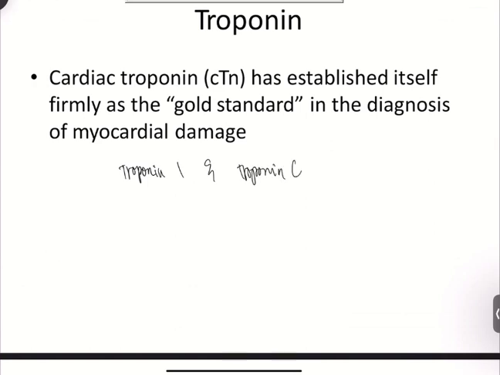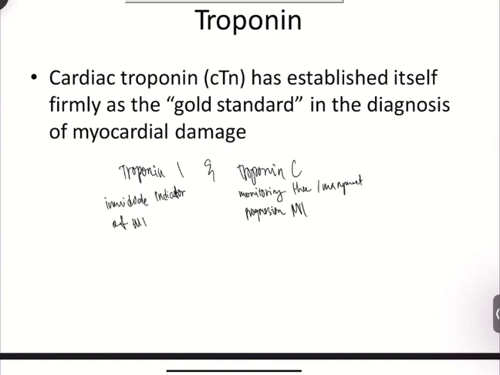So for your troponin I, this is an immediate indicator of myocardial infarction. Okay? While your troponin C can be used in monitoring the progression of your MI or even the management of your MI.